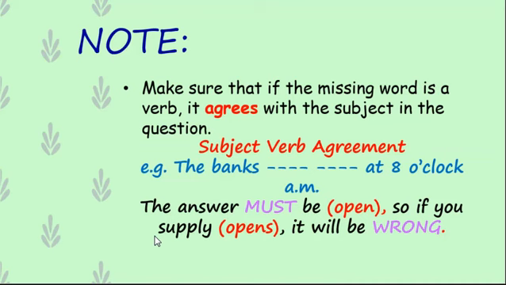Why? Because the verb should agree with the subject. What is to agree? To follow. If the subject is plural, the verb goes in the same way, plural. If the subject is singular, the verb should take the correct form. So subject-verb agreement is very important. You need to review it before taking any IELTS test.